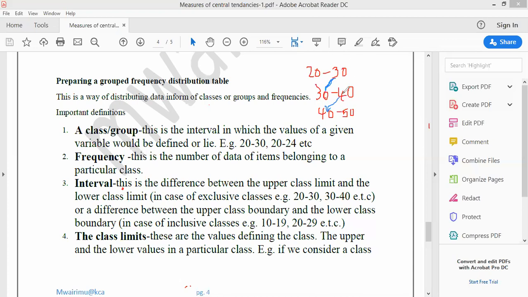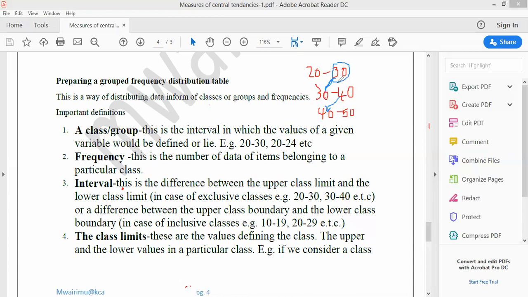These types of classes are usually known as exclusive classes. I repeat, they are called exclusive classes. Why? Because the value 30, as you can see, does not belong to this particular first class. You will find it in the next adjacent upper class. I repeat, the value 30 has been excluded. It will not appear in the class of 20 to 30. It is going to appear in the next adjacent upper class.